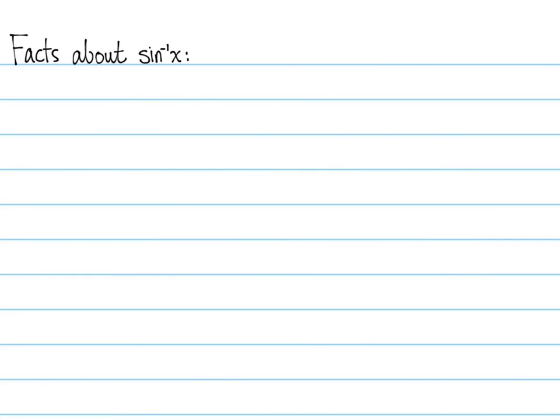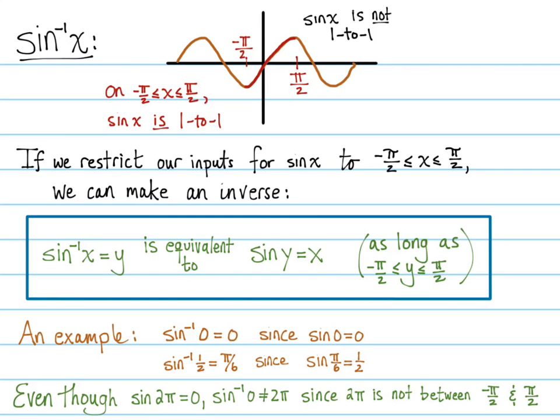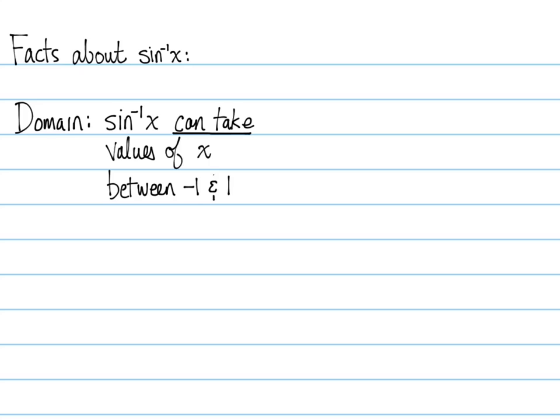So let me give you some facts about sine inverse. One, sine inverse has values of x between negative 1 and 1 as its domain. Why would that be the case? Well, if you look at the previous slide, sine can make values between negative 1 and 1. That means the inverse can take values between negative 1 and 1. So that's the first thing, that domain and range become switched.